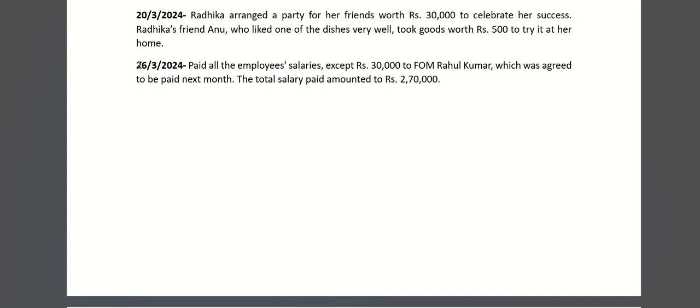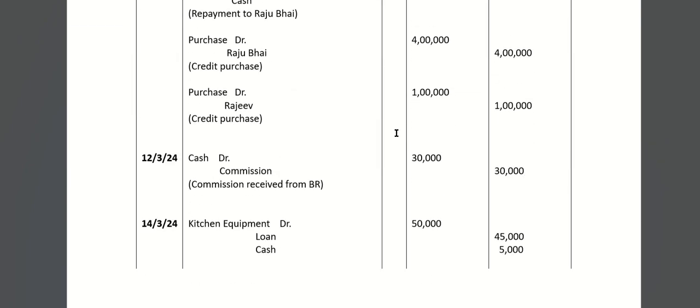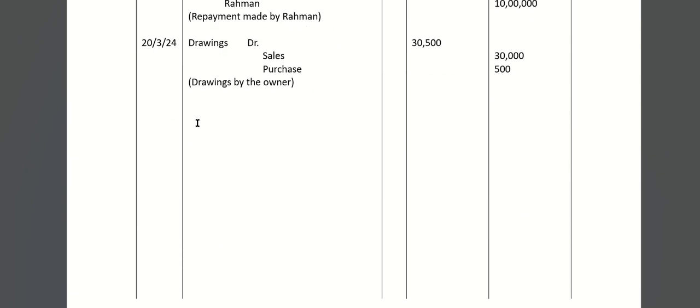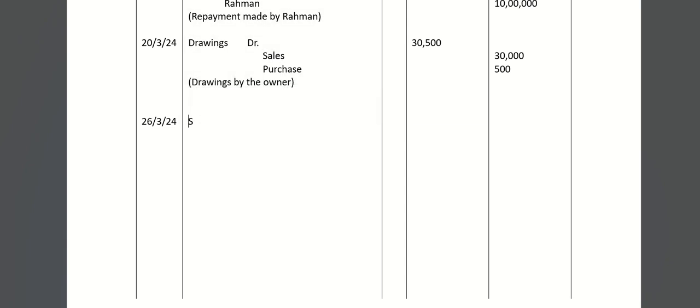Once again, remember the transaction of 26/3. She paid everyone's salary amounting to 2,70,000, except 30,000 to FOM Rahul Kumar. Now we can see how to write the journal entry. The last journal entry happened on 26/3/2024. We know salary is an expense. When an expense increases, what should we do? We should give debit. So like every time we are going to give debit to salary.